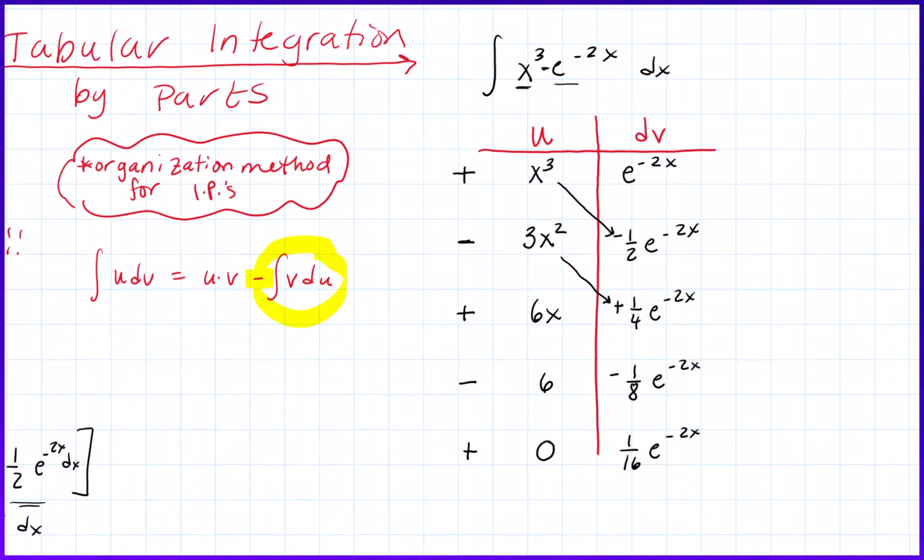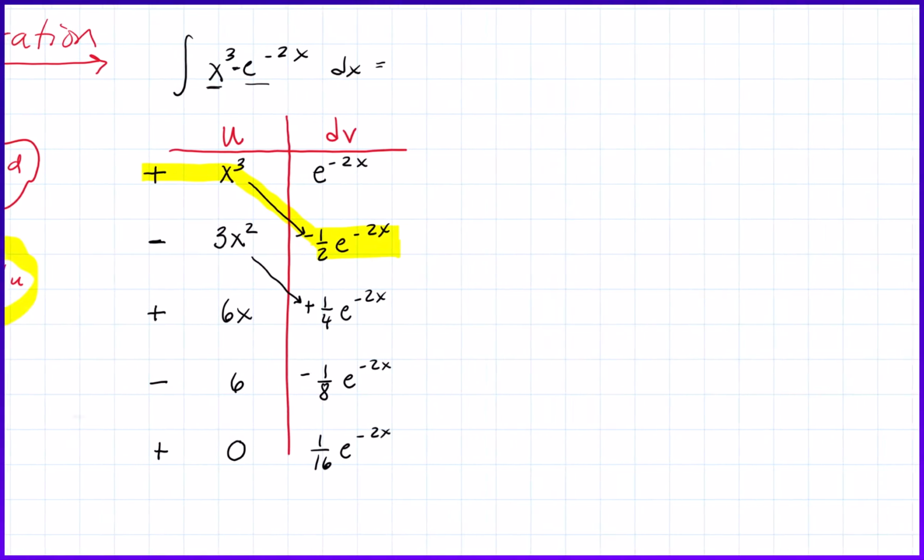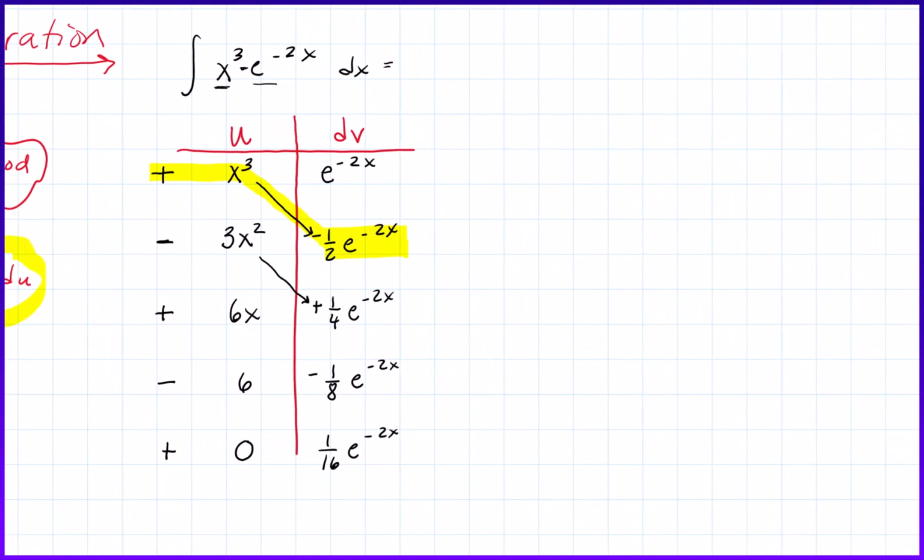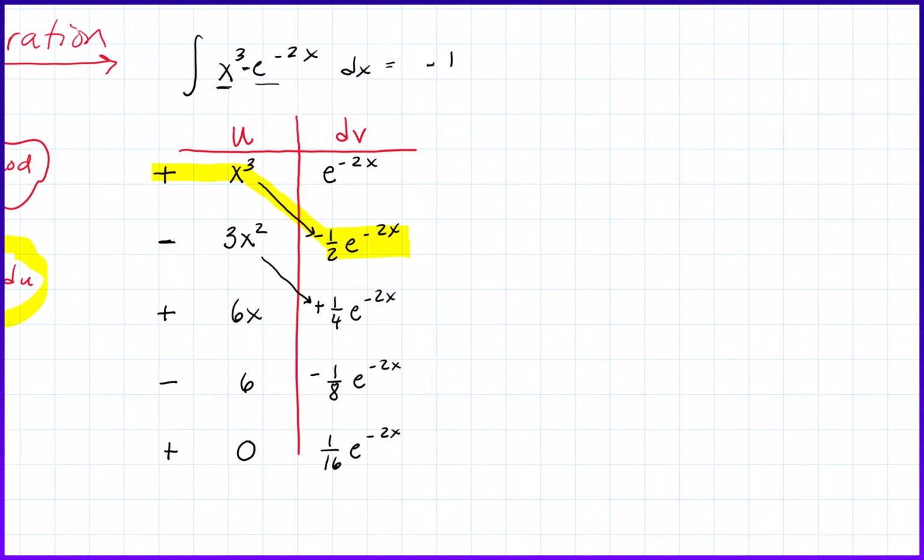So we remember for our first u times v, it's going to be plus x cubed times negative 1/2 e to the negative 2x. I need some space, so I'm going to go ahead and move that all the way over. So as I'm writing this, my first u times v is a minus 1/2 x cubed e to the negative 2x. And then my next u times v is going to come from right there. So it's a minus 3x squared times 1/4 e to the negative 2x. So that becomes minus 3/4 x squared e to the negative 2x.